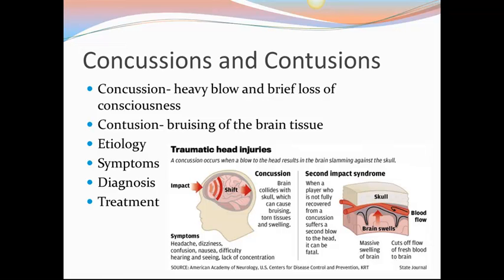It's really important. A lot of times we get our concussions from maybe a car accident or a sports injury. And what happens is the brain shifts in the skull back and forth, causing bruising or torn tissues and sometimes swelling. It's really important for athletes not to go back into the game and risk the possibility of getting a second blow to the head, because when a player who is not fully recovered from a concussion suffers a second blow to the head, it can be fatal, and that's because the brain swells and blocks off blood flow and can be deadly.